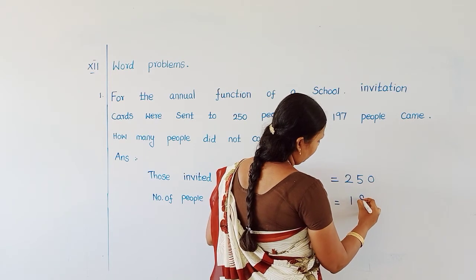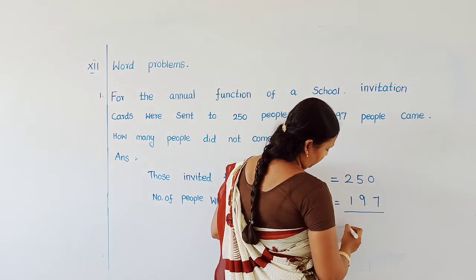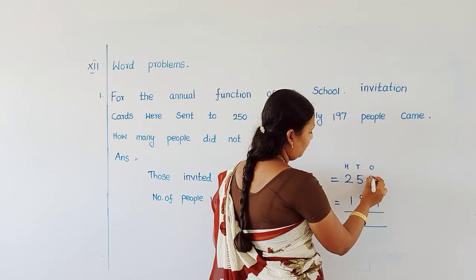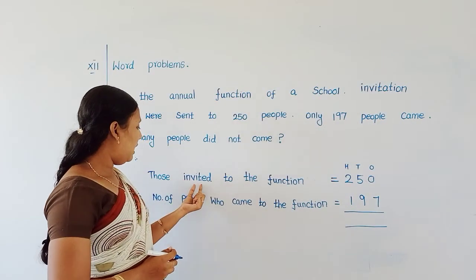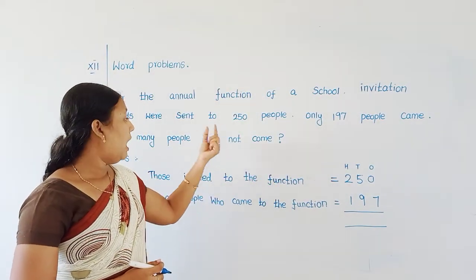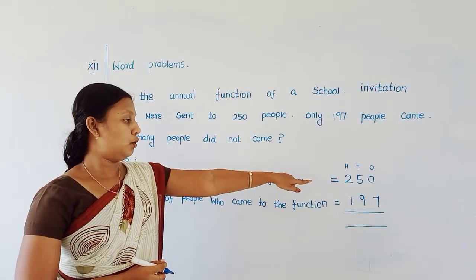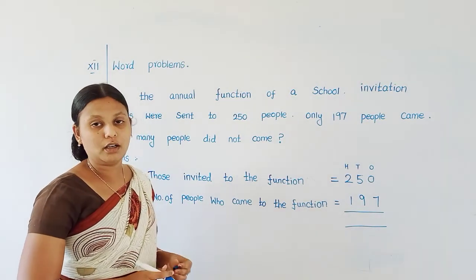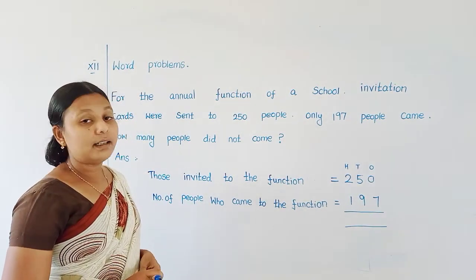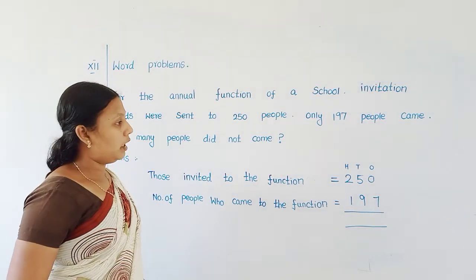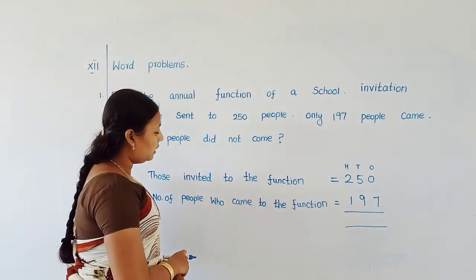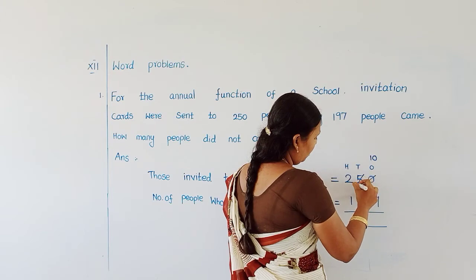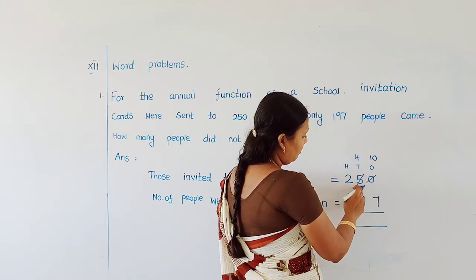Second, 197. Ones, tens, and the hundreds. Shall we subtract this one? Those invited to the function, 250 people. But number of people who came to the function, 197 people. Now we want to find the other one. Shall we subtract? Zero. Then this one, 5 minus 1, 4.